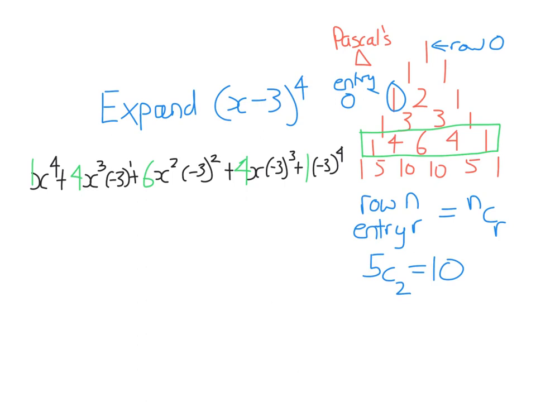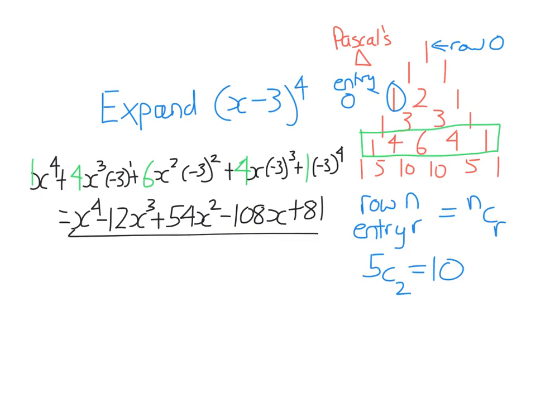So I can just clean this up a bit. The first term is just x to the power of 4. The second term, 4 times minus 3, minus 12, x cubed. And then the next term is 6 times minus 3 squared. The next term is 4 times minus 3 cubed. And then the last one, minus 3 to the power of 4. This is what I would get if I multiply x minus 3 by itself 4 times. Doing it this way is just much, much quicker.